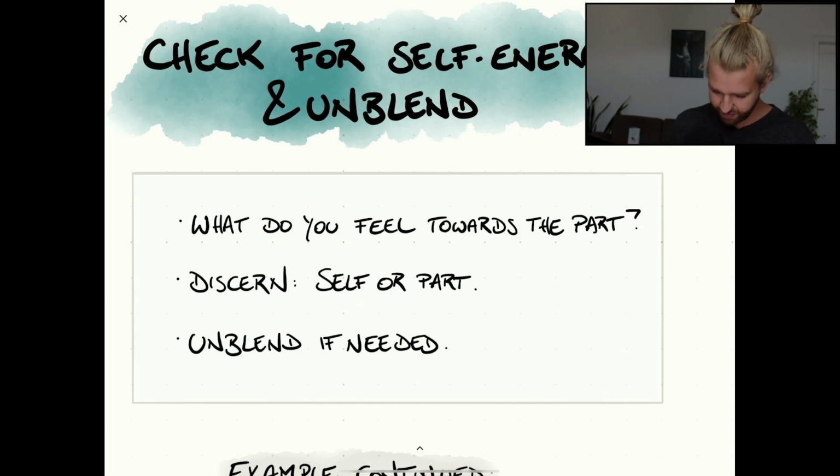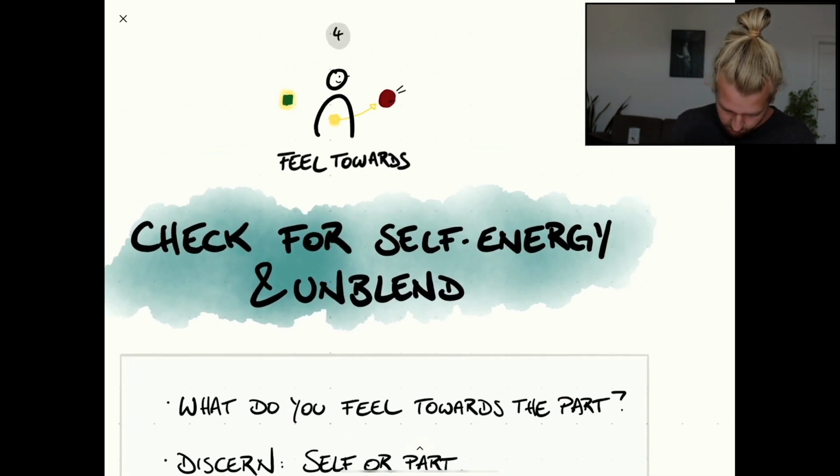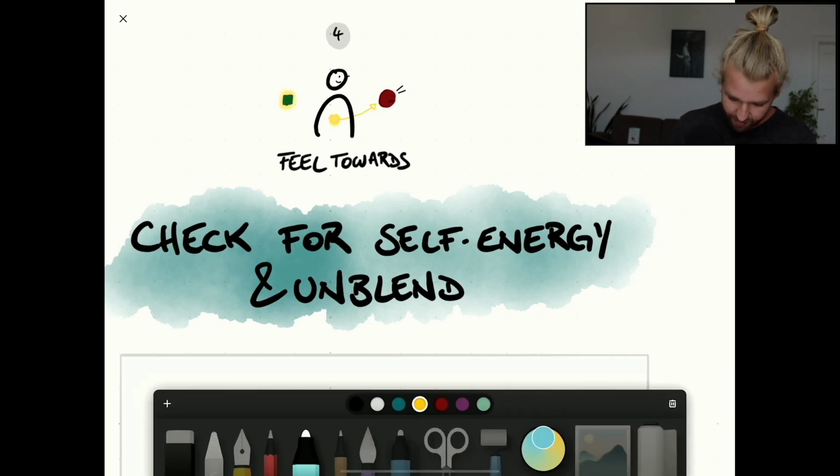Now, here, we don't just go learn more about this part, but actually we check, how are we relating to this part right now? How is it for me, whatever that me might be, to be with this right now? And this opens up a whole new dynamic in the IFS process.